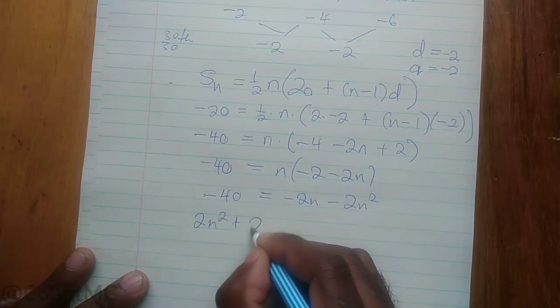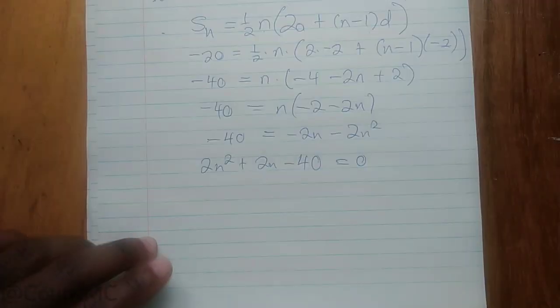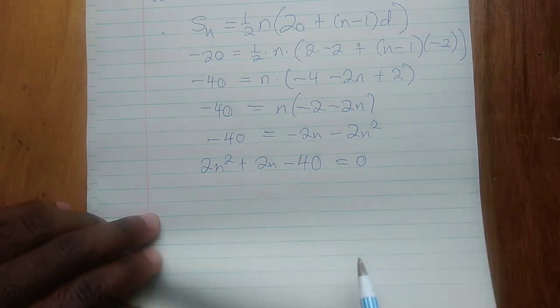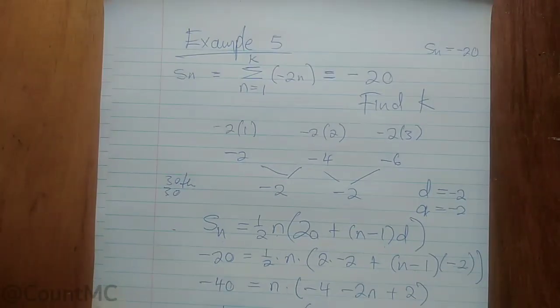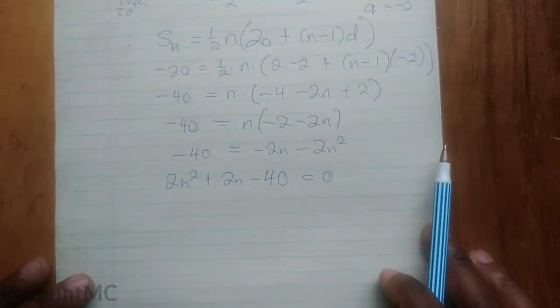2n squared plus 2n minus 40 is equals to 0. So remember, we are looking for n. That's what we are looking for according to the question. The capital K is the same as n.